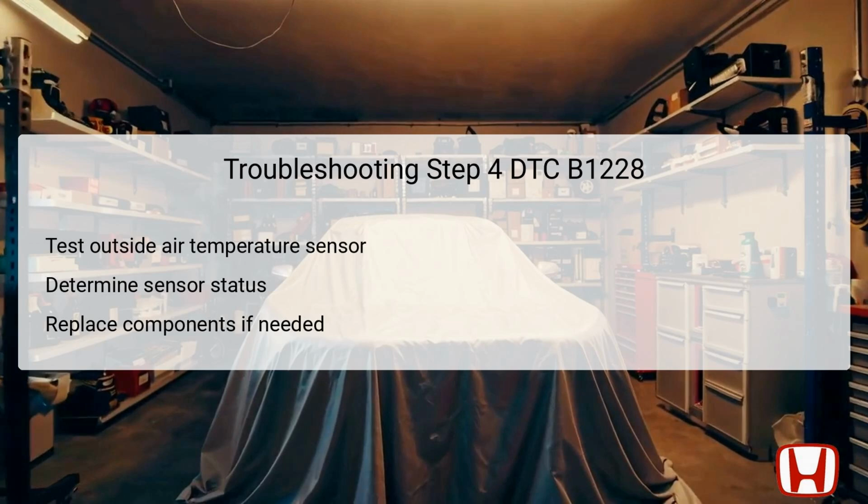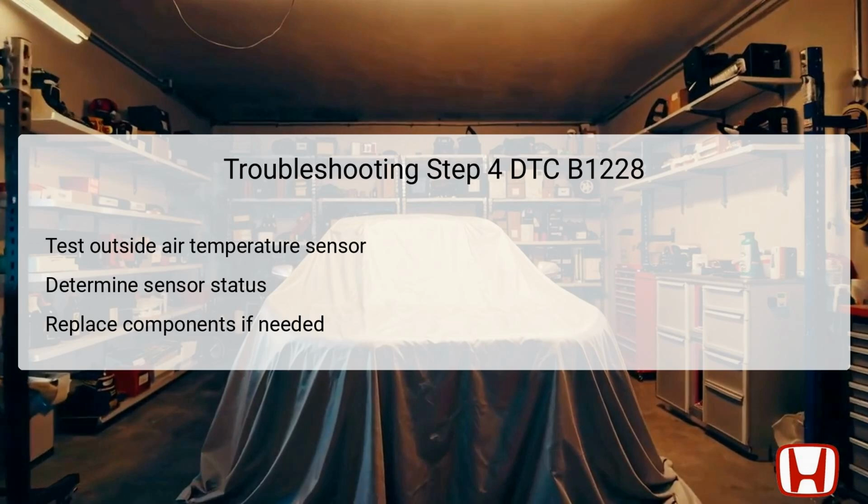The final troubleshooting step involves performing a test on the outside air temperature sensor itself. This step is pivotal, as it determines the functionality and integrity of the sensor. In instances where the sensor is found to be functioning correctly, it may indicate that the issue lies with the climate control unit, warranting its replacement.